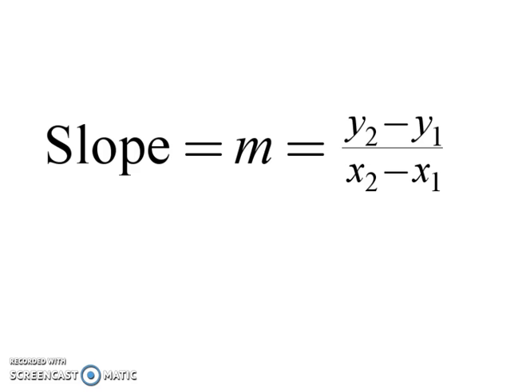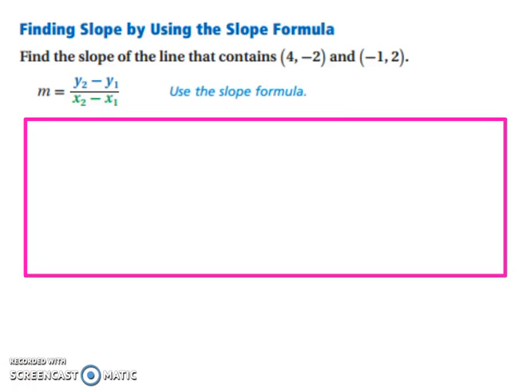Our slope formula, or slope equals m, is the change in y over the change in x, so y2 minus y1 over x2 minus x1. So let's practice finding slope by using the slope formula. So we have y2 minus y1 divided by x2 minus x1.